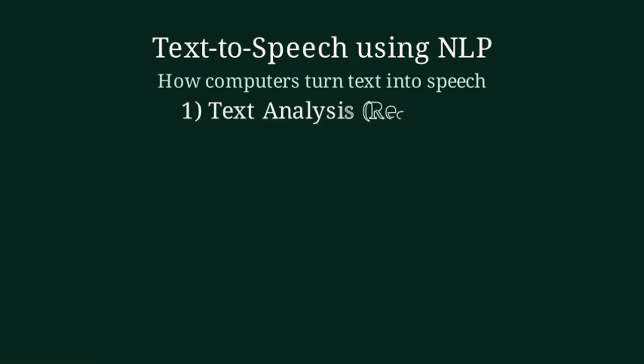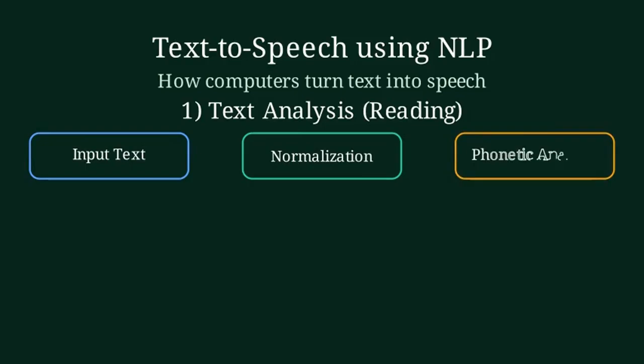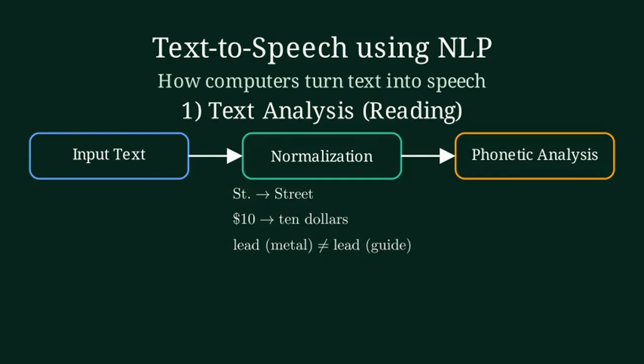Step 1 is text analysis, the reading part. The computer must understand what is written. First is normalization, where abbreviations and numbers become words. Then, phonetic analysis, where the system chooses the correct pronunciation. Normalization turns things like St. into street and $10 into ten dollars. Phonetic analysis figures out tricky words like lead to metal versus lead to guide.